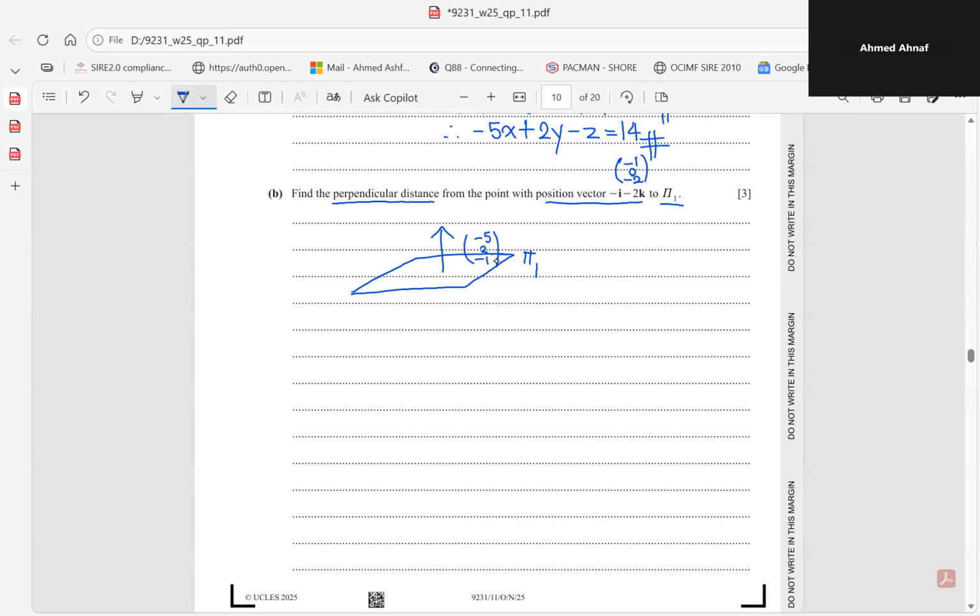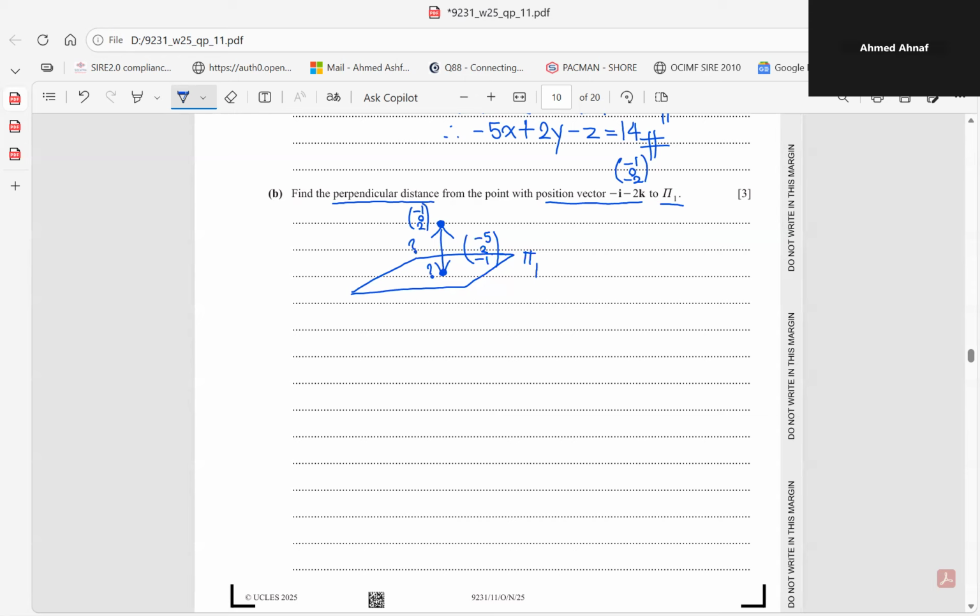And let's say this is the point that we're interested in. So this is the position vector that we want to find our perpendicular distance from here to here. Okay, so this is -1, 0, 2. And this point we don't know. So basically, we're just going to find the distance between these 2 points. Okay, so first we need to find this point first.